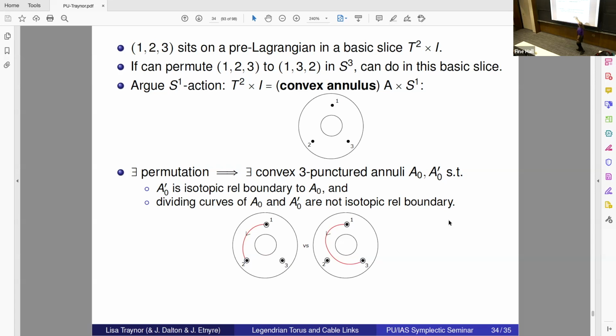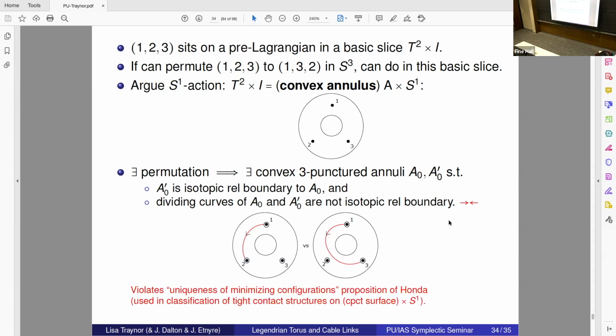You can show that there would be invariant neighborhoods of these components. And basically it comes down to finding this punctured annulus, where in one case there's a dividing curve that connects the 1 and 2 components, and in the other case there's a dividing curve that connects the 1 and the 3 components. And this violates the uniqueness of minimizing configurations.